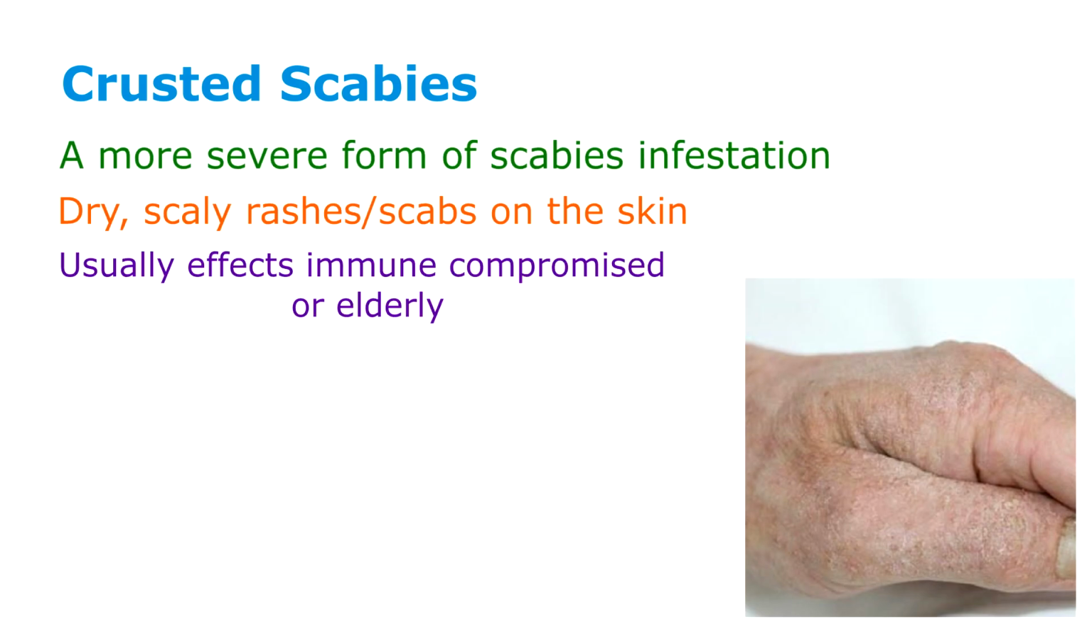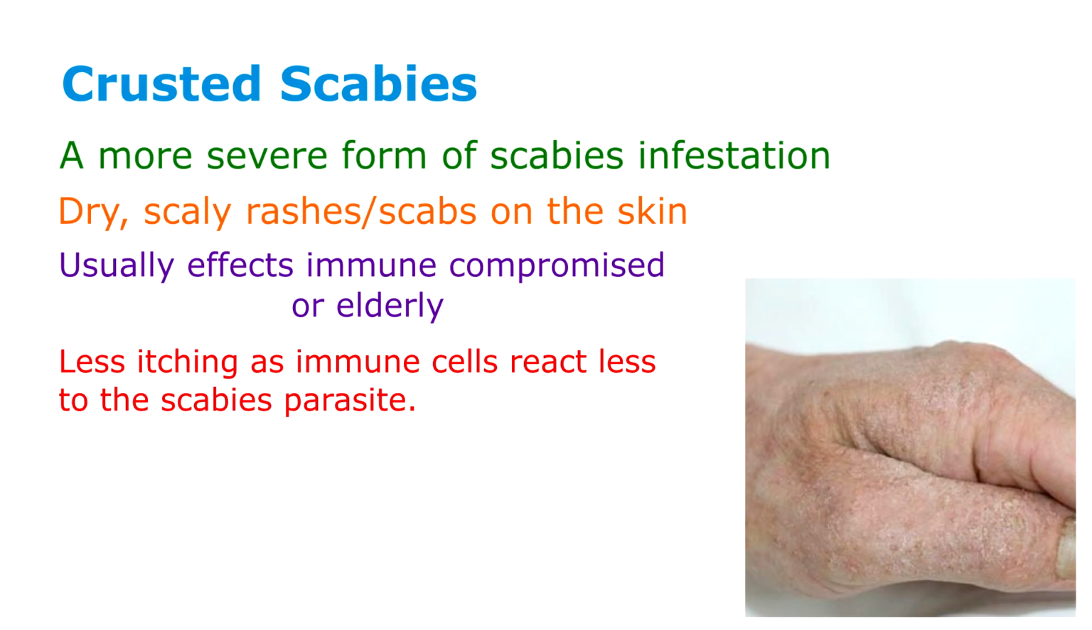A more severe form of scabies infestation is called crusted scabies. This is where we see dry, scaly rashes on the skin. Crusted scabies usually affects those who are immune suppressed or in the elderly population. However, there is less itching associated in crusted scabies because the immune cells of the skin are not reacting to the proteins of the scabies parasite.